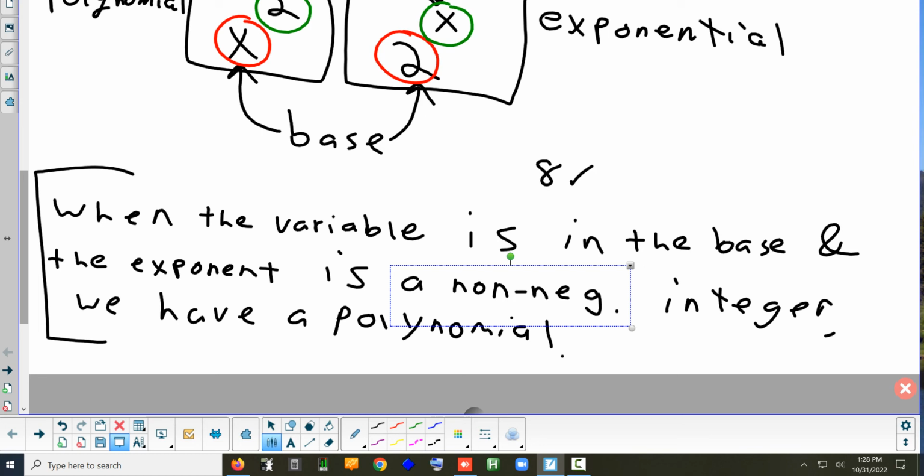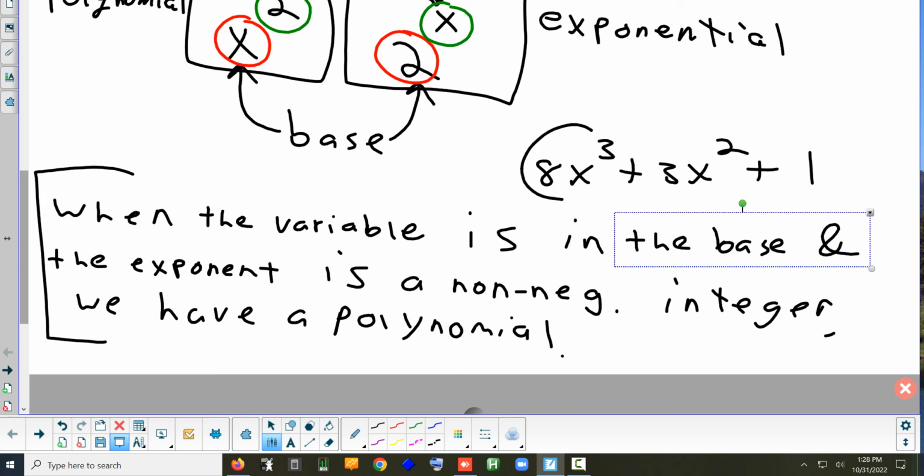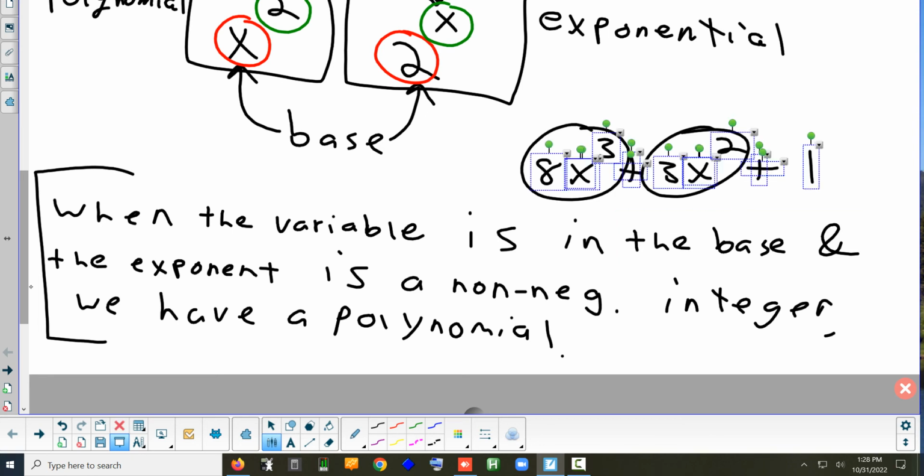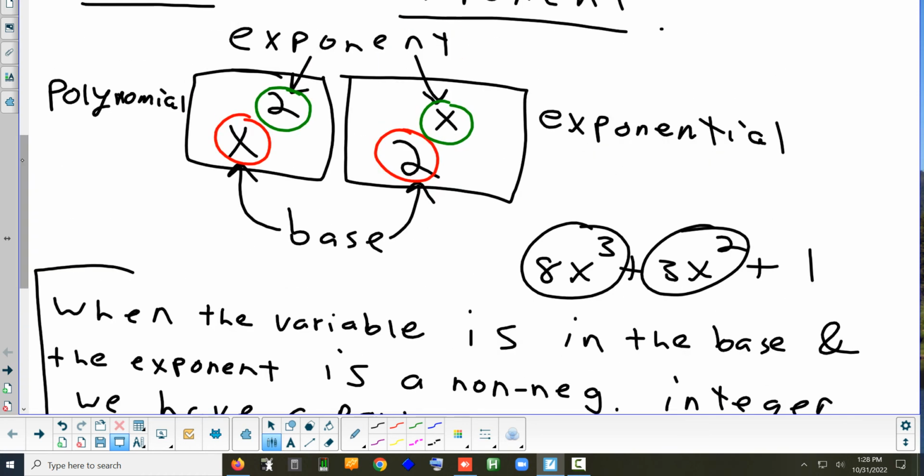So here's another example of a polynomial. You look at each part and say, okay, is the variable in the base? Yep, x is in the base. Yep, x is in the base. And the next thing is, you look at the exponent and say, okay, is the exponent an integer, which means it's not a decimal, and is it not negative? Yeah, 3 is not negative, and that doesn't have a decimal. 2 is not negative, and that doesn't have a decimal either. So that fits the definition of a polynomial. That's the thing on the left.